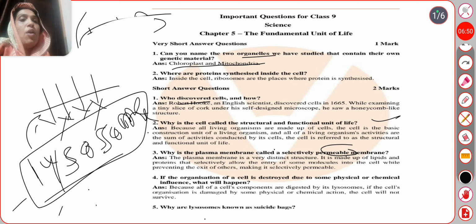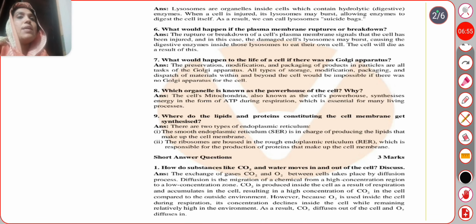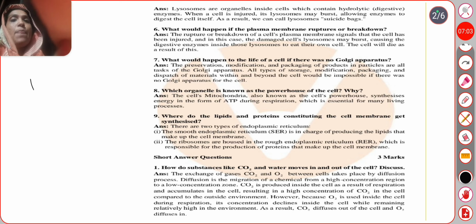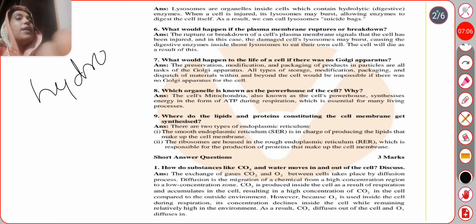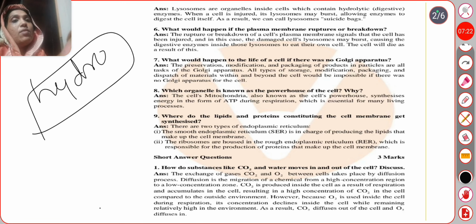Okay, come to why are lysosomes known as suicide bags? Lysosomes are the organelles inside the cell which contain hydrolytic enzymes. That is a very important characteristic of the lysosome. If the cell is injured, its lysosome may burst and allow the enzymes to digest the cell itself. As a result, it is called the suicide bag of the cell. Why is lysosome called the suicide bag of the cell? Because lysosome contains hydrolytic enzymes.